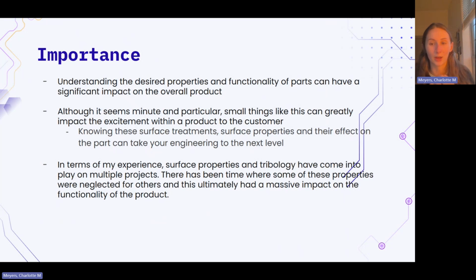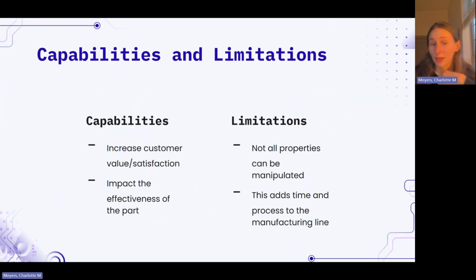And in my limited engineering experience, surface properties and tribology have come into play on a lot of different projects, where it may have been something that was sacrificed for another piece of the project, and it ultimately ended up ruining the functionality of the piece or not having the piece perform or look the way that we want. So it's definitely really important, and keeping it in mind when designing can make a world of difference from what I've seen. It increases customer value and satisfaction, and it impacts the effectiveness of the part to do its function. The only limitations are that not all properties can be manipulated, and that this adds time to the manufacturing process.